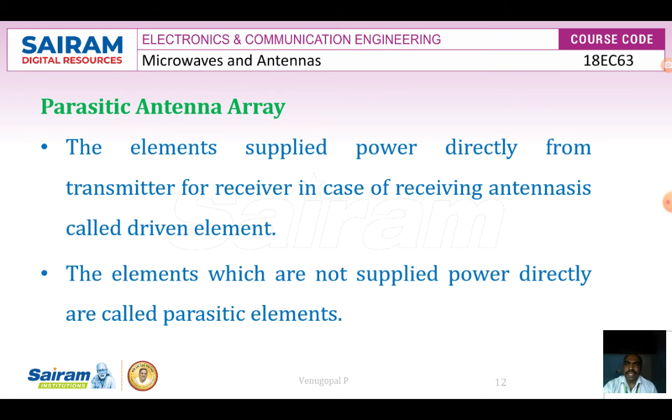So next is parasitic antenna array. The element supplied power directly from the transmitter, or in case of receiving, the receiver, is called the driven element. Suppose if the elements are not supplied power directly, they are called parasitic elements. So parasitic elements means the elements which are not supplied power directly. The antenna array consisting of the parasitic elements is called a parasitic antenna array.